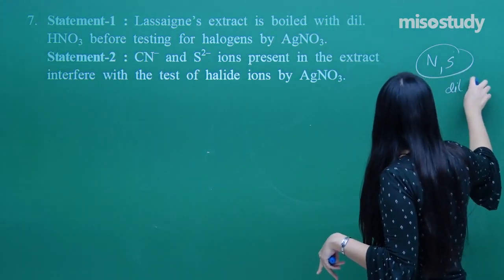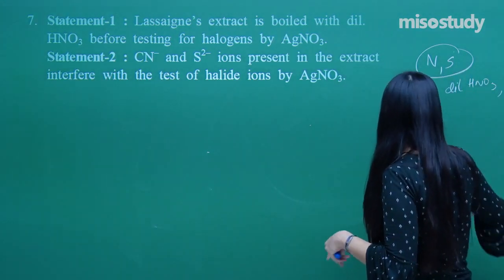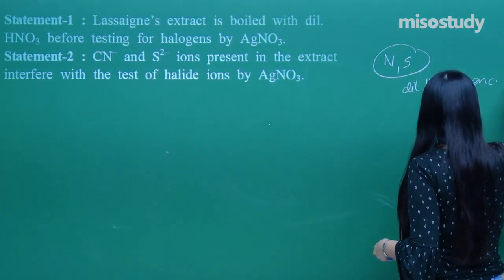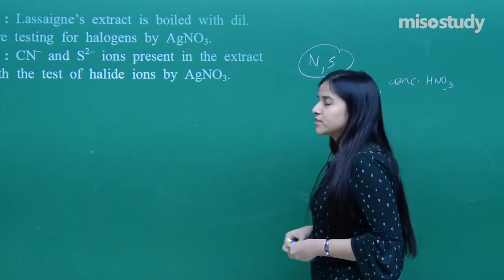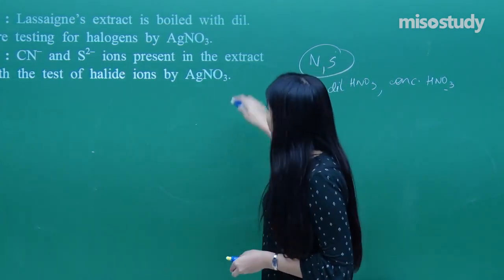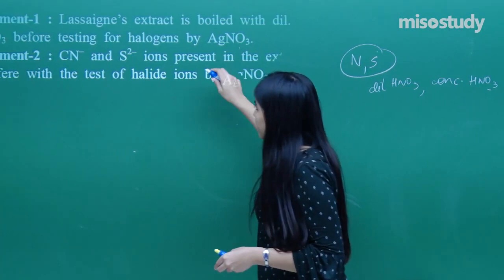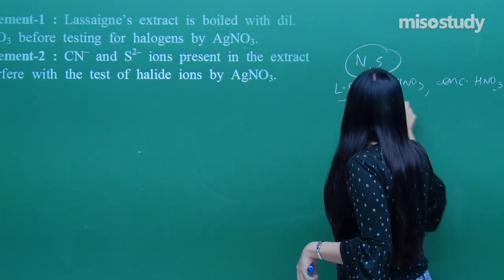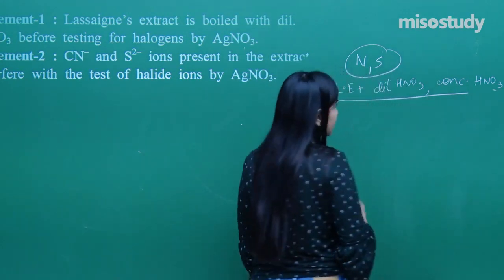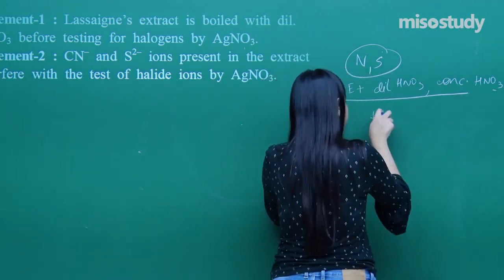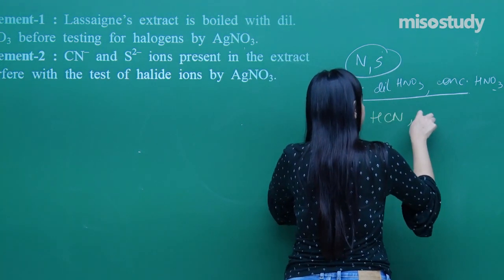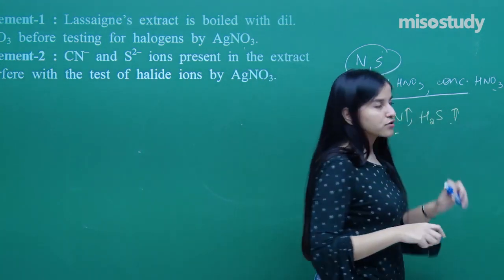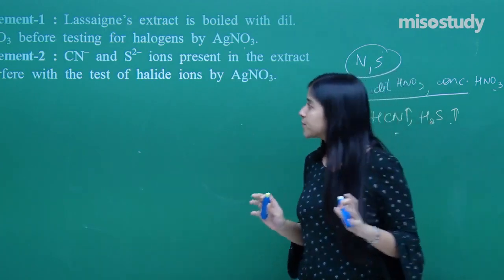Either we can take dilute HNO3 or we can take conc HNO3, that is the concentrated HNO3. So now what we need to boil off is the Lassaigne extract, right? This particular reaction will remove the nitrogen and sulfur in the form of gases. These are the two compounds which are getting removed.